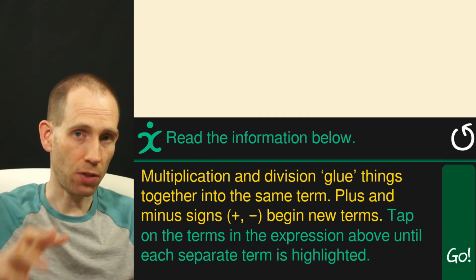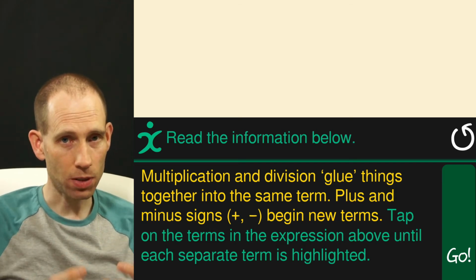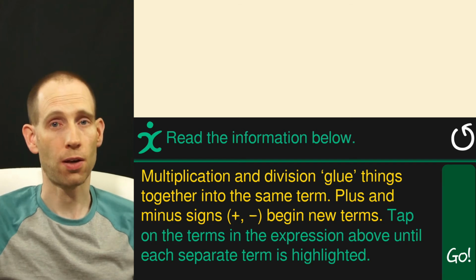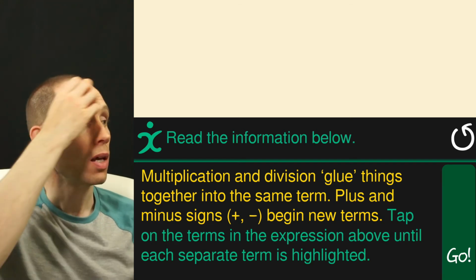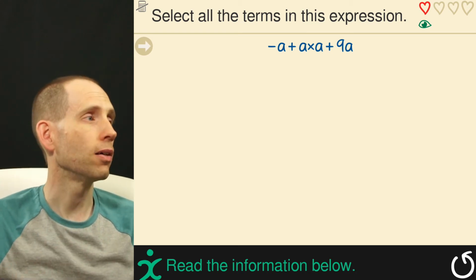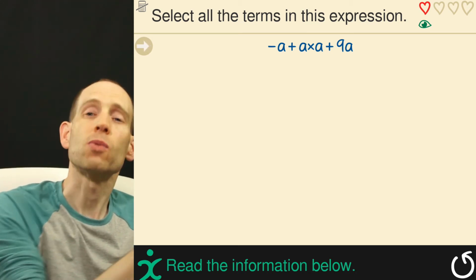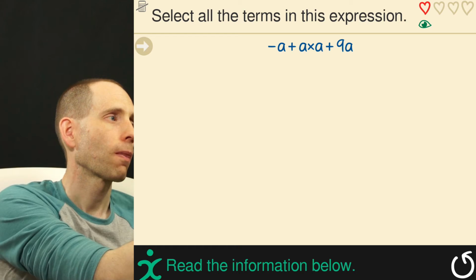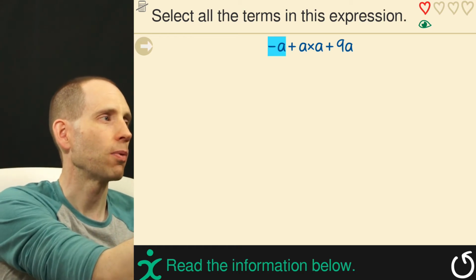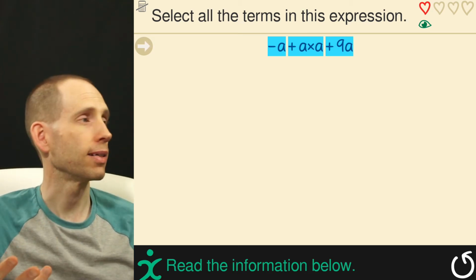So multiplication and division glue things together into the same term, and plus and minus signs are the start of a new term. Those are really important concepts. So in this expression here, there are 3 terms. Each one started with either a plus or a minus sign. And so minus a is the first term. I can tap on each of these terms and I can see them highlighted.